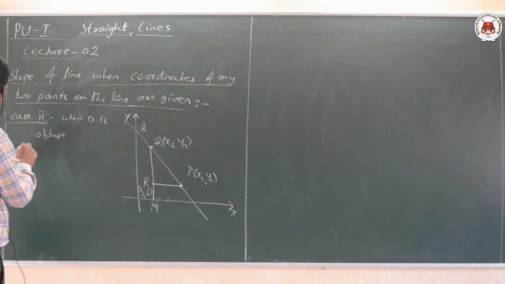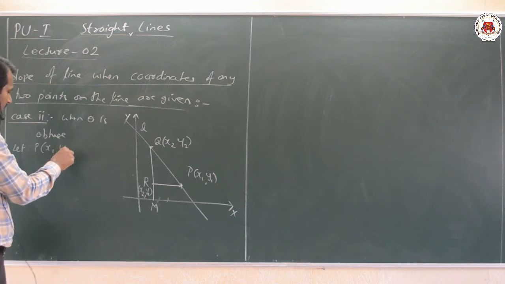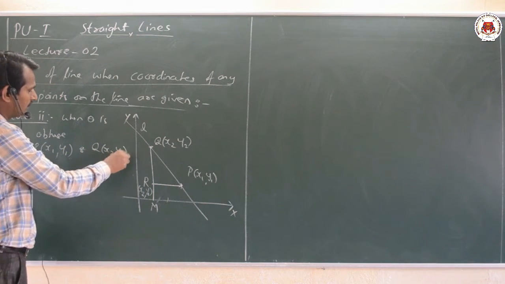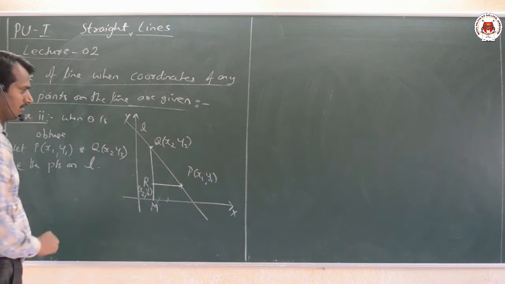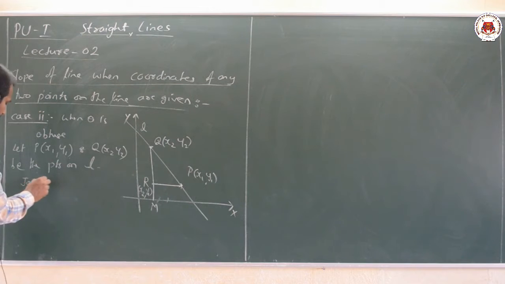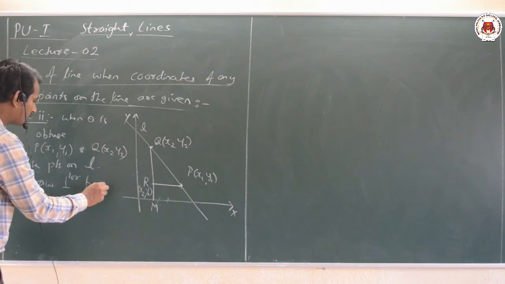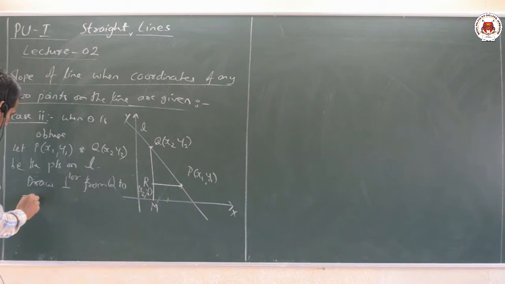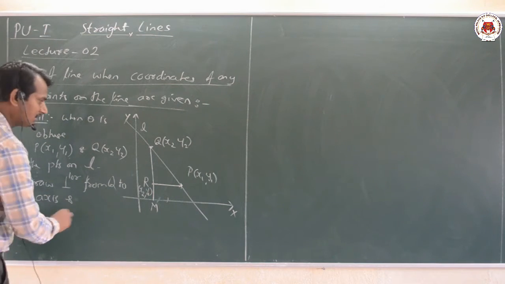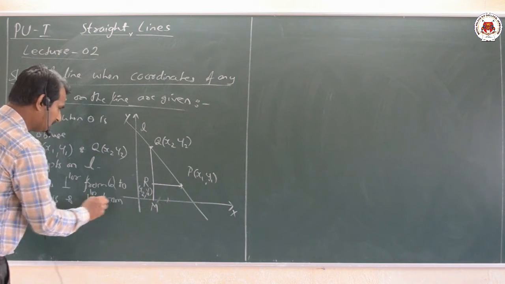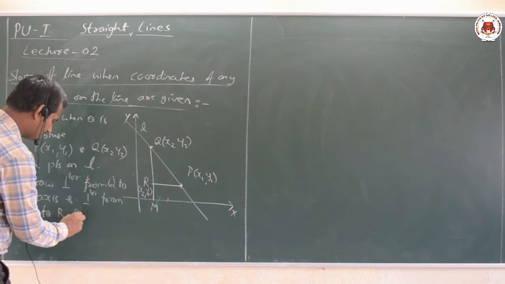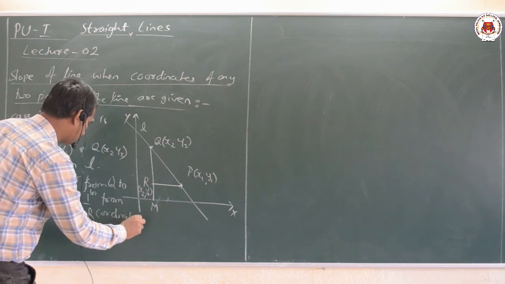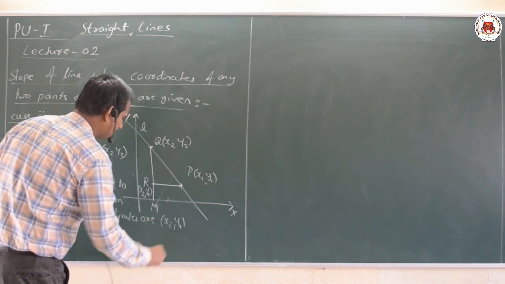So let us take P of x1 y1 and Q of x2 y2 to be points on the line L. Then draw a perpendicular from Q to the x axis, and draw a perpendicular from P to R. The coordinates of R are x2 comma y1. This is the first point.